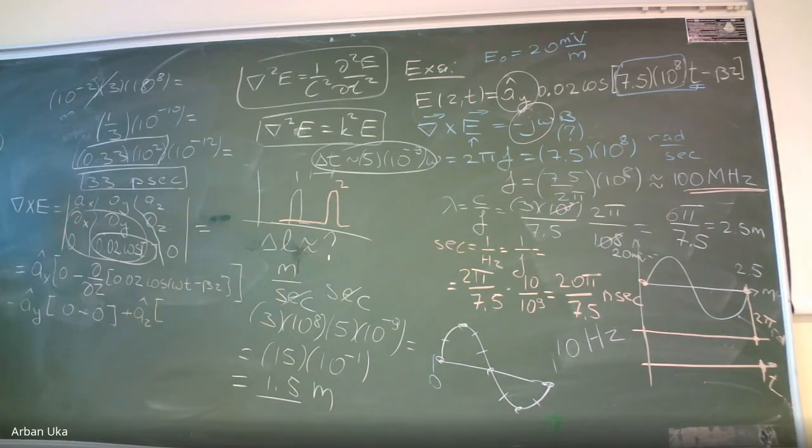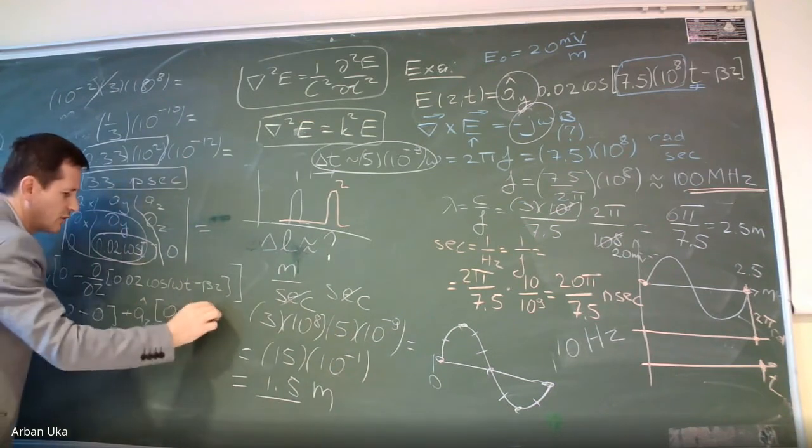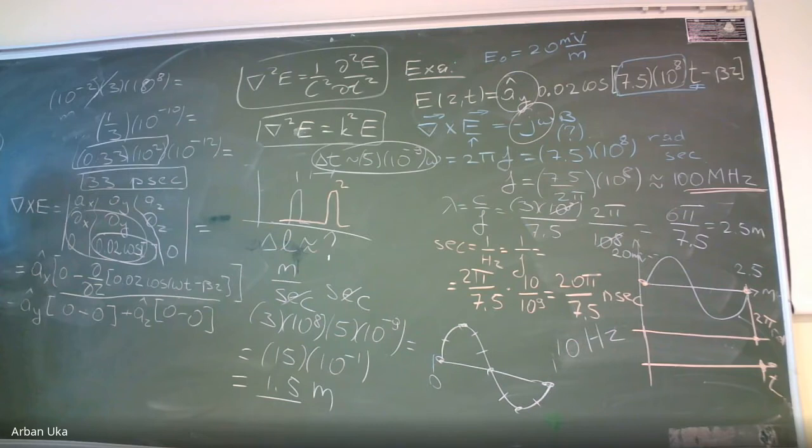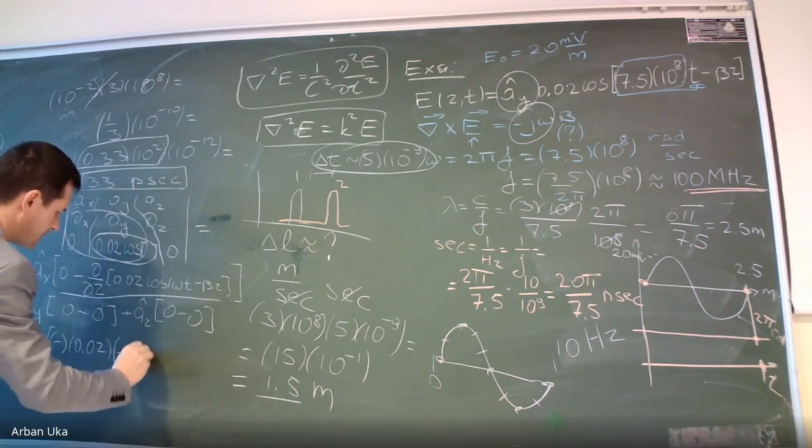Okay, there is no x, so we get just 0 minus 0, whatever. So we are left with only this term. The derivative of this cosine with respect to z, first of all, is going to be minus sine, because the derivative of cosine is minus sine. This is equal to ax. We have minus here, so let's keep this minus. Then we have the amplitude, which is 0.02. Then we take the derivative of cosine, which is minus sine. So let's add this minus sine.